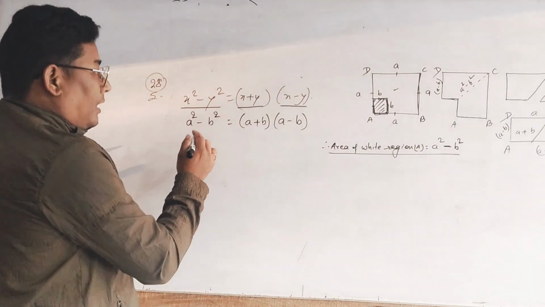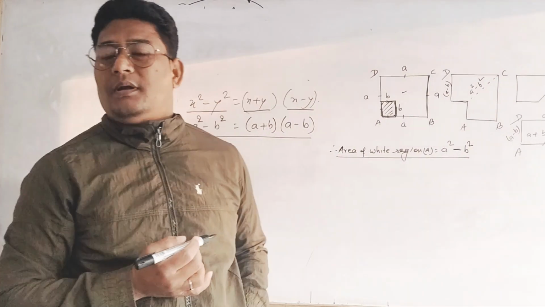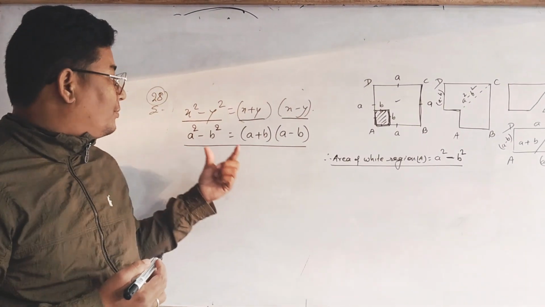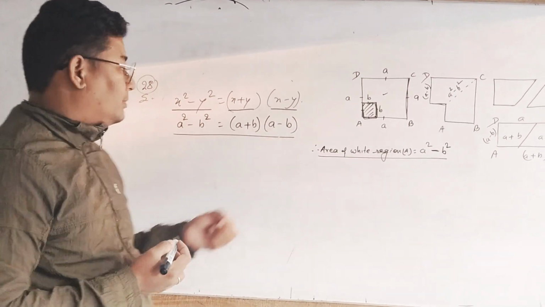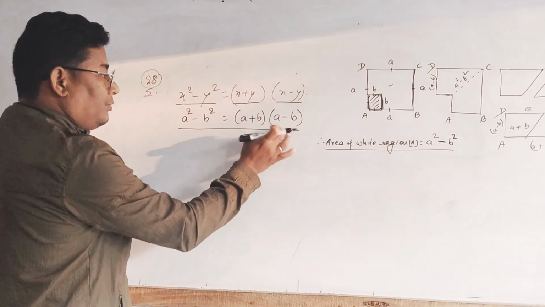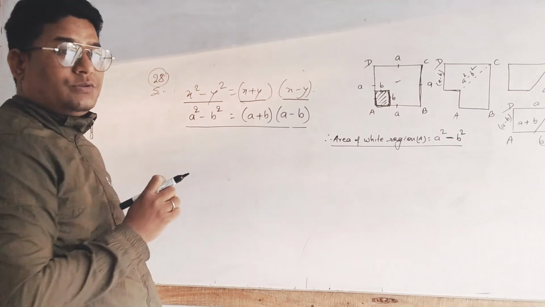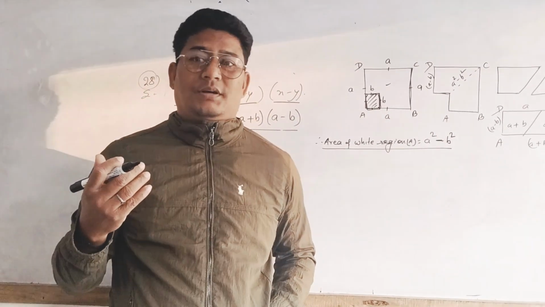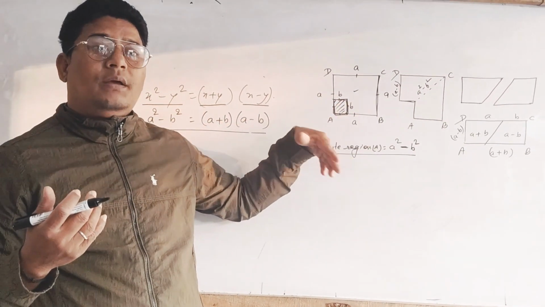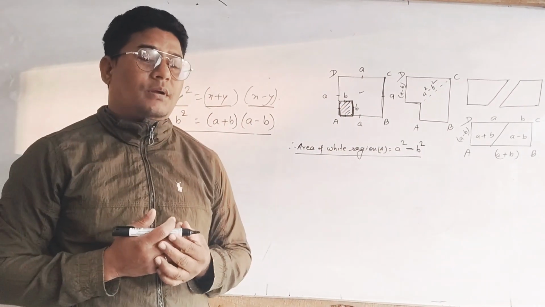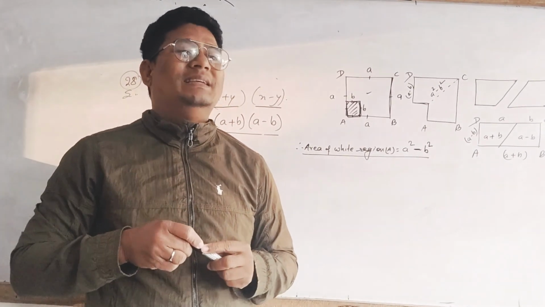Yes, sir. And by the diagram, means picture, with the help of a picture, how can you prove a square minus b square equal to a plus b into a minus b? This is very easy to prove. If you multiply both the factors, it will come a square minus b square. That is the multiplication method. But how can you prove it by representing a picture, using mathematics tools?